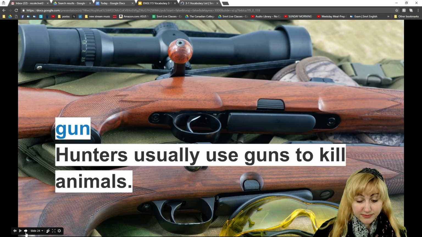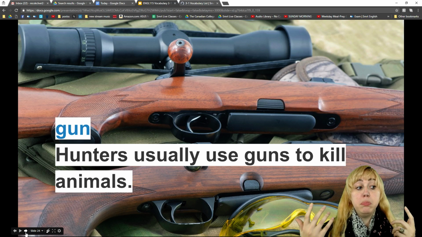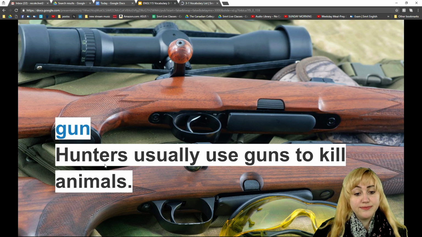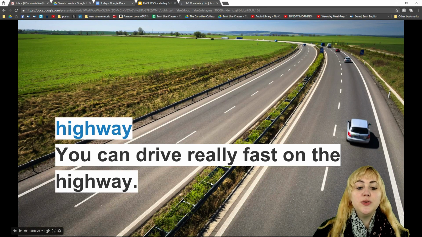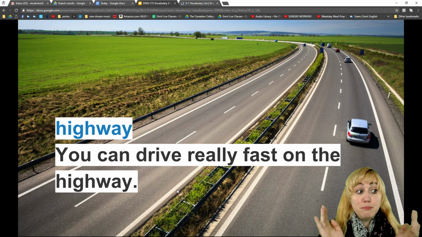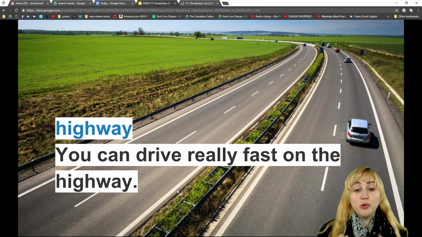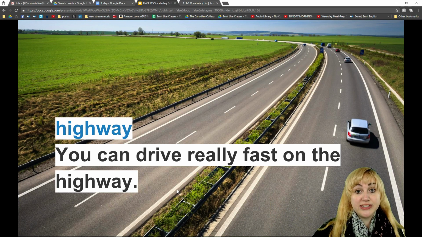Our next word is gun. So gun is a machine or a tool that you use to shoot bullets. Bullets was a vocabulary word we had before. So in the picture here, we have a couple guns, actually. And our example sentence says, hunters usually use guns to kill animals. All right, let's do 2 more words. We have highway. So you can drive really fast on the highway. So highway is similar to a freeway. It's a big, busy street. Usually it connects 2 or more cities or areas. So it's like a big street that connects different cities or different areas together.